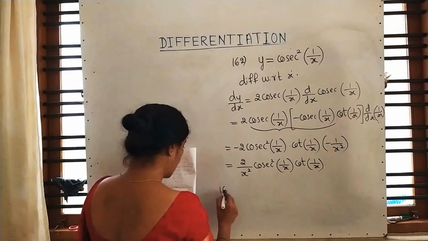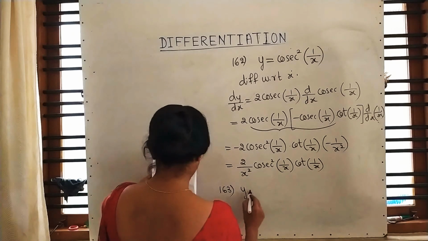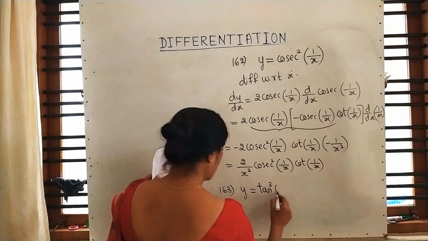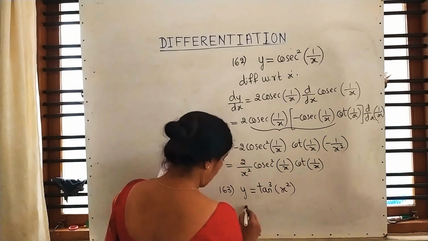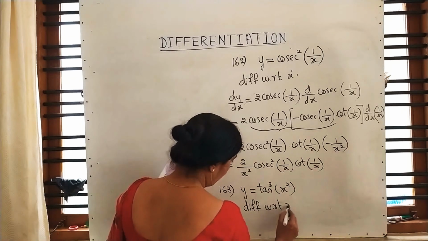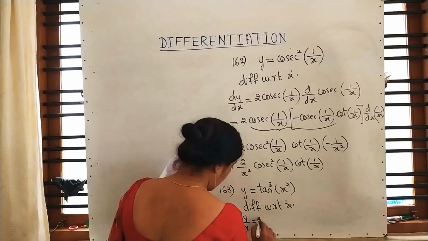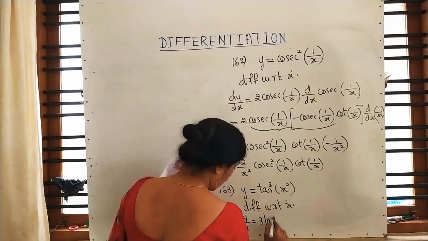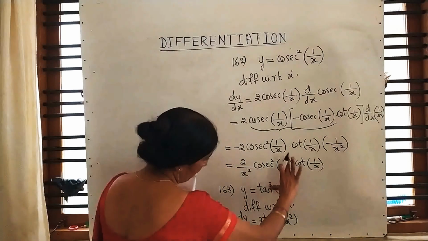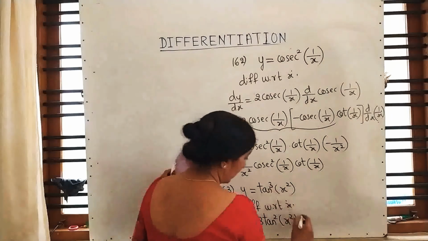Question number 163. Y is equal to tan cube x square. First, what are you differentiating? We are differentiating power. Dy upon dx is 3 tan square x square, angle as it is. After that, close that power. When you close the power, what is remaining? Only tan x square.